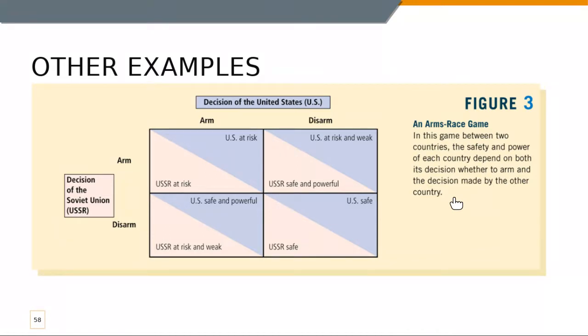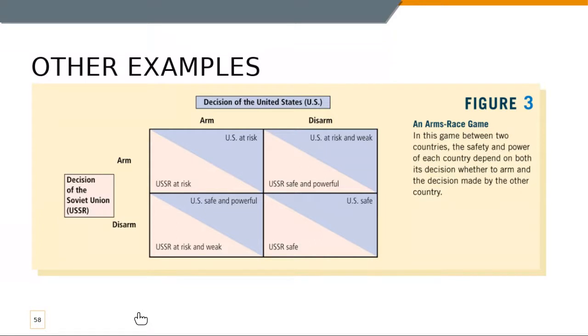The cool thing about game theory, however, is that we actually have a bunch of different examples we can rely on. For example, an arms race game is another way we model game theory, and this is typical in fields like international relations. So the United States and the USSR are trying to figure out whether or not to build nuclear weapons. If they both disarm, it makes sense why they'd want to disarm, right? That seems reasonable. Except there's one problem. What happens if the United States chooses to arm while the Soviet Union chooses to disarm? Well, now the US is safe and powerful, while the USSR is at risk and weak.